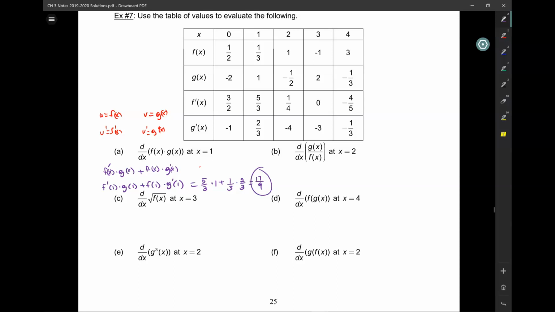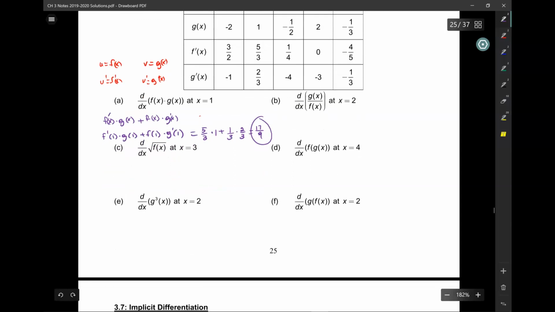Okay, let's do D. It's the derivative of f of g of x. This is chain rule. So this is f prime of g of 4 times g prime of 4. Is that it? No.